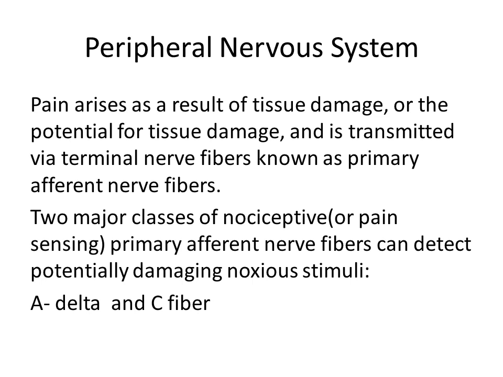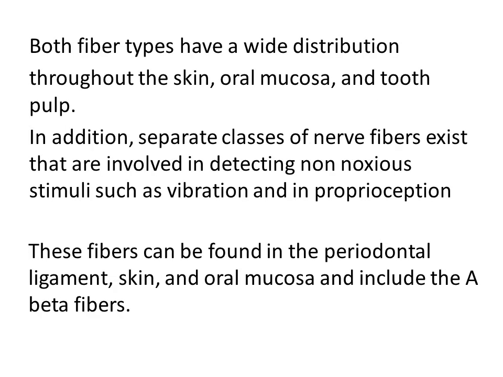A-delta nerve fibers are myelinated. Their diameter is bigger than that of the C fibers, which are unmyelinated. Definitely each one transmits a certain type of pain. Both fiber types have a wide distribution throughout the skin, the oral mucosa, and the tooth pulp.